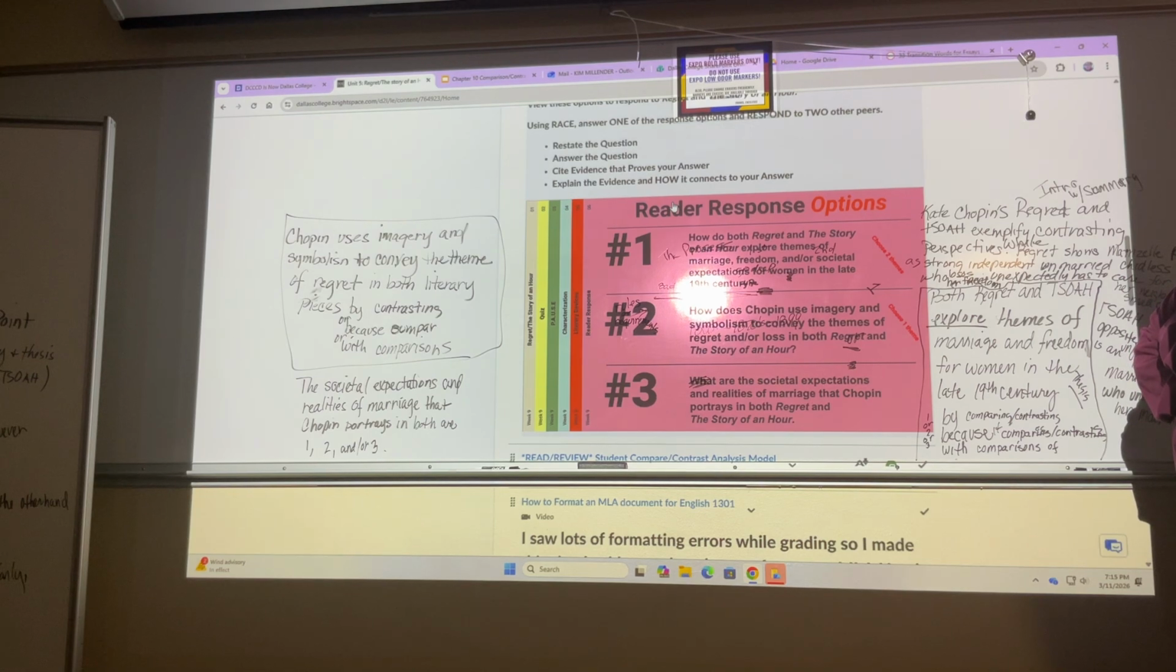explore the theme of marriage, freedom, or societal expectations for women. Make sure this one says, when you answer it, how does Chopin use imagery or symbolism to convey the theme of regret or loss? Got it? Imagery or symbolism. Yeah. I know the likelihood of me opening up my computer tonight, once I leave here, is absolutely slim to none. I open my computer at work in the morning and I'll take care of this.